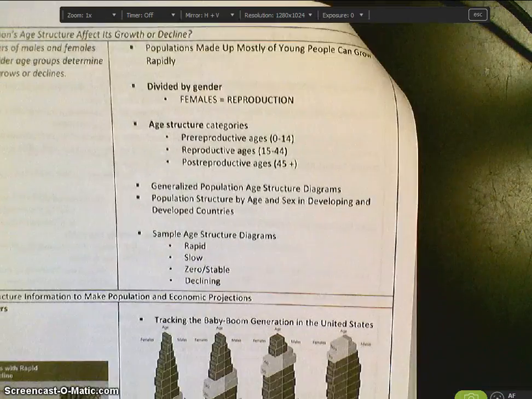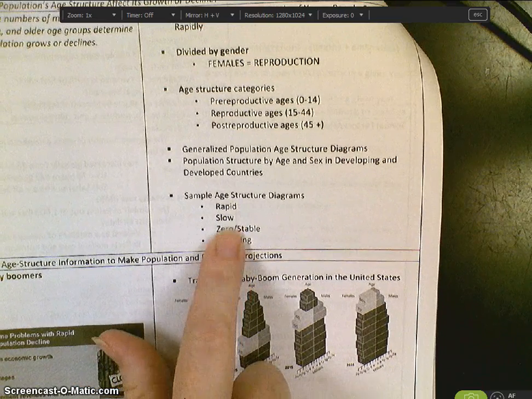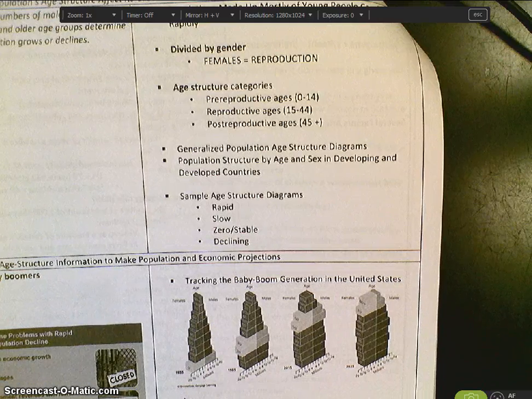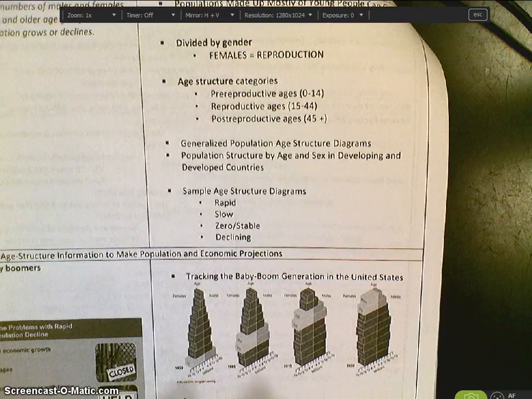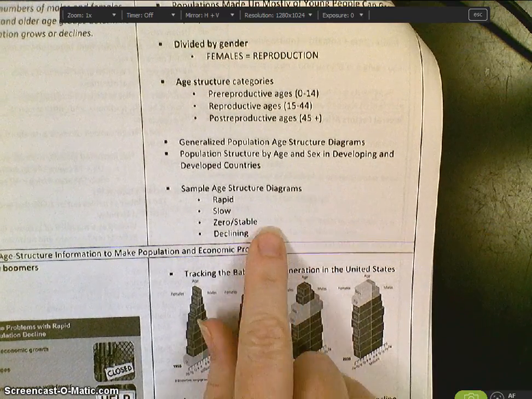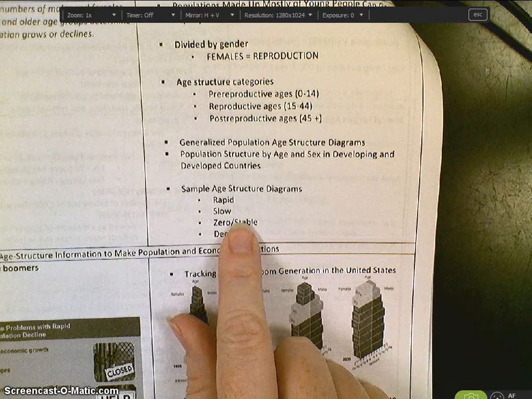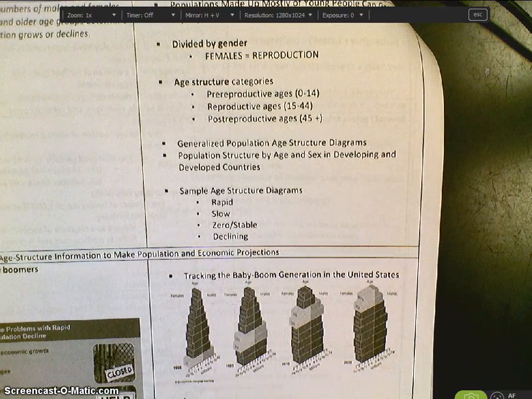But one thing that I think of here is a lot of people in my classes did not have a drawing out to the side to show rapid, slow, zero, and declining growth. And so when we gave that question as a bell ringer, they weren't sure what to put, and they were looking down here. Well, this is tracking the baby boomers. This is completely different. So when you see an image, if it looks easy enough to copy, copy it down to the side. Show me what all these look like.